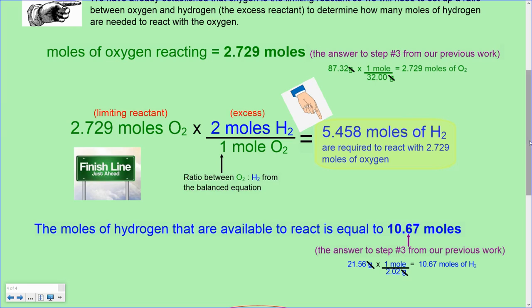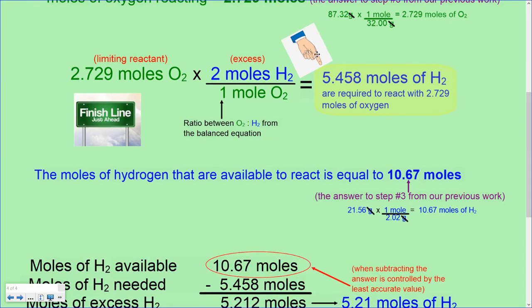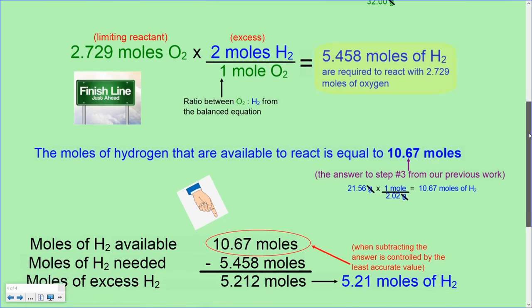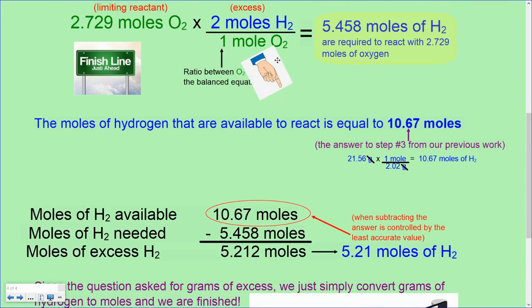So to figure out the amount that will be in excess is simply a subtraction problem. We're going to take a look at the amount of hydrogen that's available, which is 10.67 moles, and the amount that we need, which we calculated up here in this ratio, is 5.458 moles. So if we take 10.67 moles and subtract from it 5.458 moles, we get 5.212 moles of hydrogen that is in excess. Now remember, when you subtract numbers in science, we're controlled by the least accurate value. So our final answer for this particular step has to show 2 decimals, so it's 5.21 moles. So 5.21 moles of hydrogen is in excess.